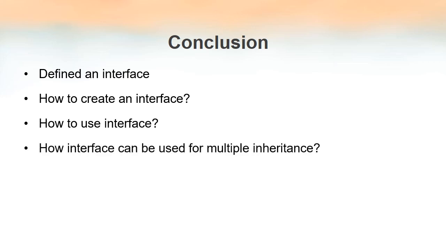So we defined what an interface is. Then how to create an interface: we have to use the keyword interface and the interface name, then open a pair of curly brackets. Then we have to mention the methods inside it. Then how to use an interface: if a class needs to use an interface, it has to use the keyword implements. Then how we can use interfaces to implement multiple inheritance: if a class implements more than one interface at a time, it is said to be multiple inheritance.